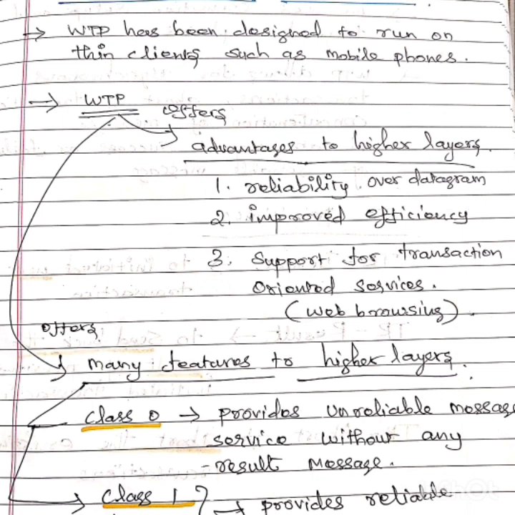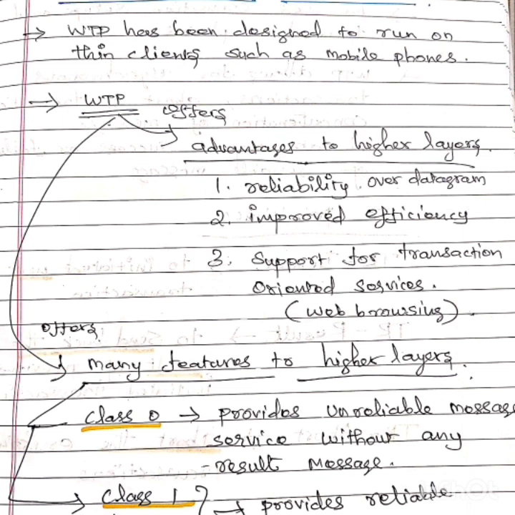In web browsing, you need a request and then a response. So it supports the transaction also. It also offers many features for higher layers. There are class 0, class 1, and class 2. Class 0 provides unreliable messages. Unreliable message transfer means you cannot expect acknowledgement from the receiver side. You can send only the request, and you cannot expect acknowledgement. That is an unreliable message transfer. Class 1 and class 2 provide reliable message transfer.